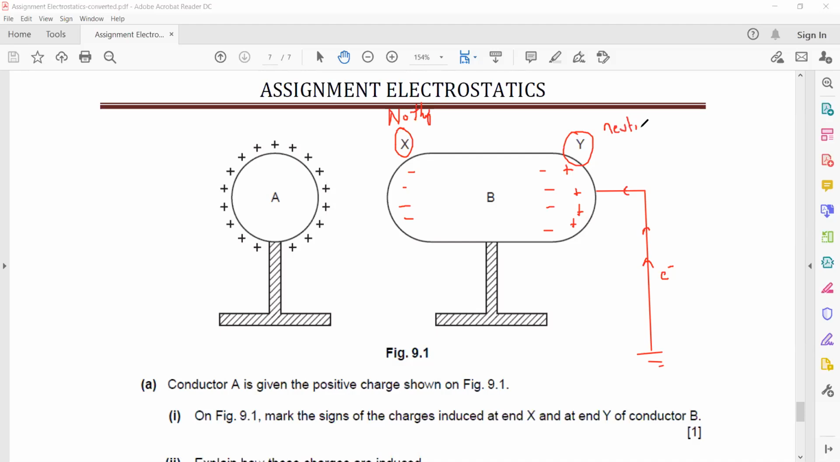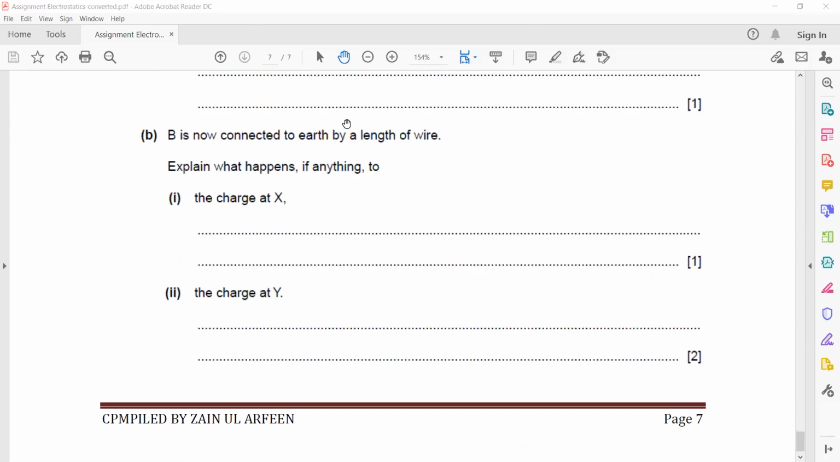Why will it become neutral for that part? Because there are now equal numbers of positive and negative charges. So the side Y will become neutral. But when we remove the earthing wire and then the charged rod, overall it will be negative. Is it clear? The question is, state what happened after connecting an earthing wire. At X, nothing will happen. But at Y, the positive charges are neutralized by the negative charges, or electrons.